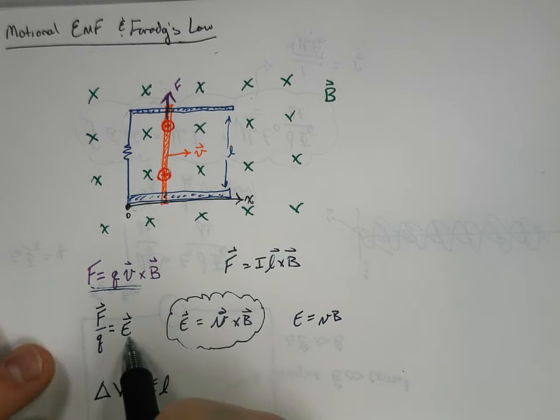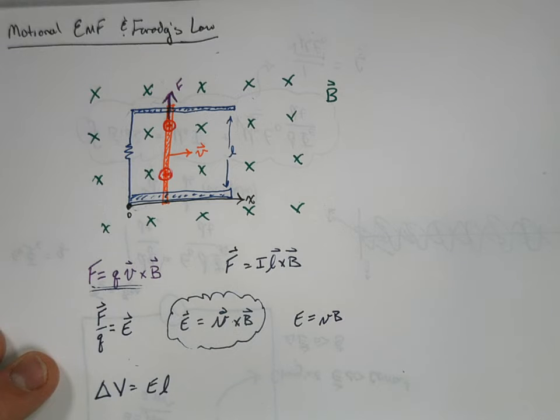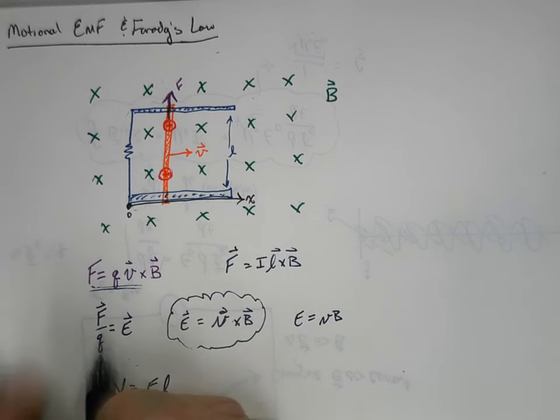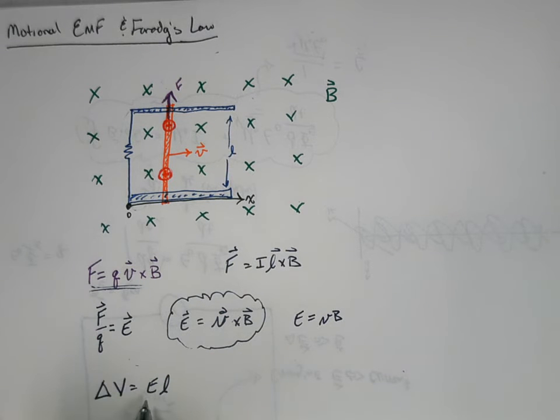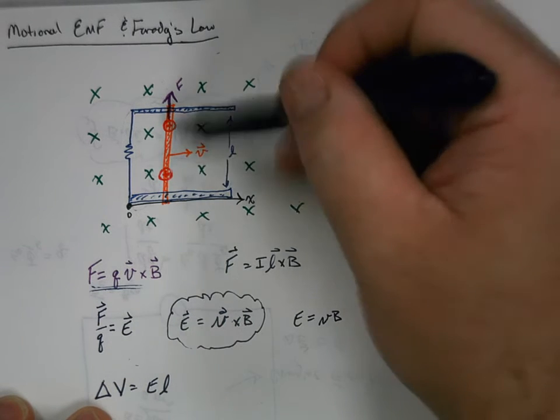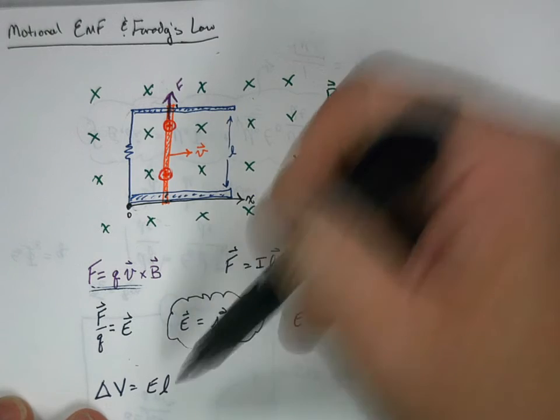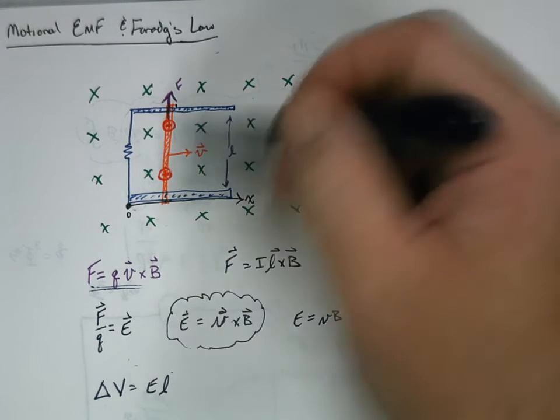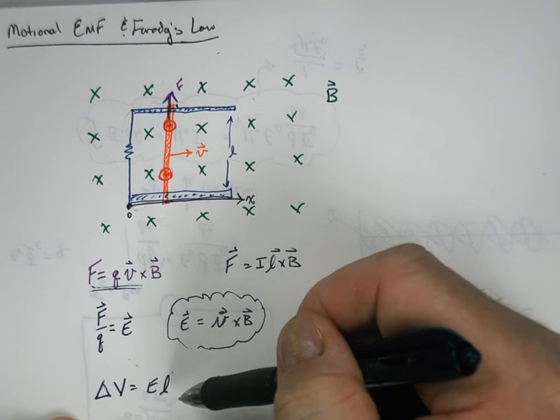Our electric field is the force per unit charge. But our potential difference, if we have an electric field, is the difference in potential between two points in an electric field. So if the two points are here and here, then that distance is L. So our total voltage is the electric field times that distance L.